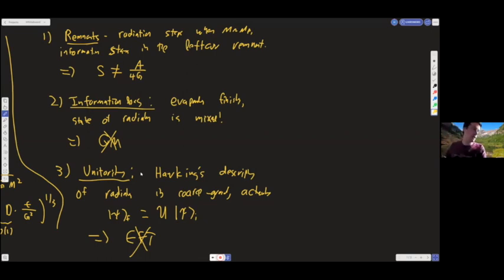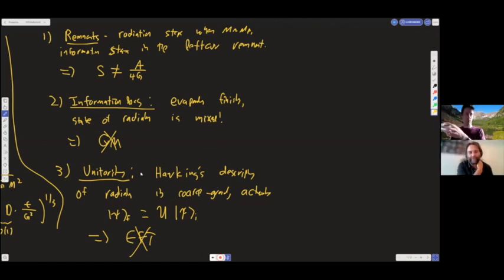There's a question, Rawad. Yeah, thanks. So option 2 says that quantum mechanics is false. Option 1, is there an option that says GR or thermodynamics is false?